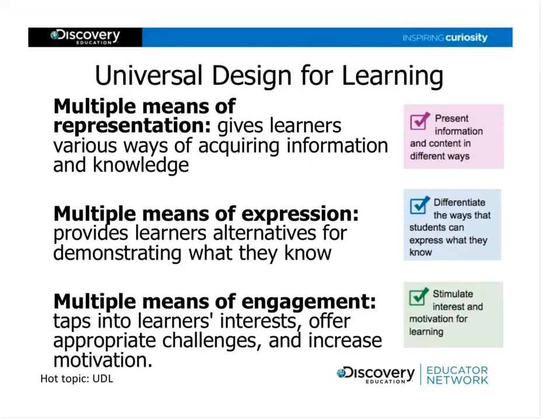A classroom that incorporates universal design for learning presents information and content in different ways. The classroom differentiates the ways that students express what they know. It stimulates interest and motivation for learning. And all of the strategies that we've discussed today can be used to implement universal design for learning when they are presented as choices for students and planned at the beginning of the instructional design process, okay?